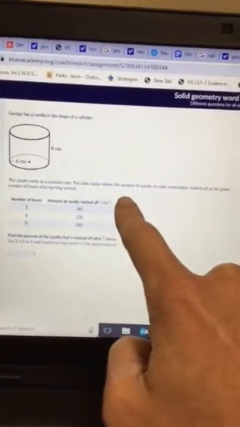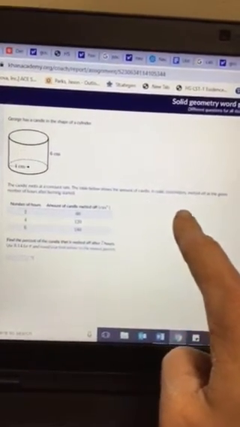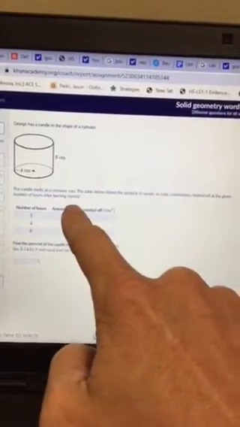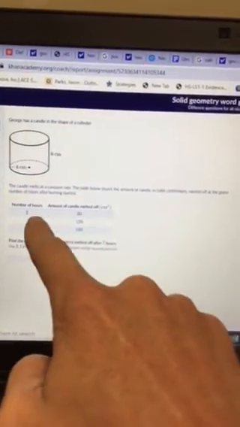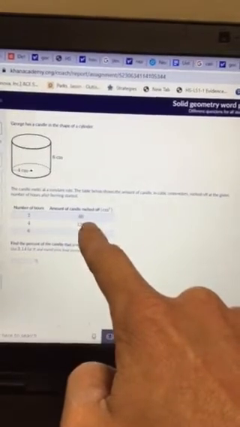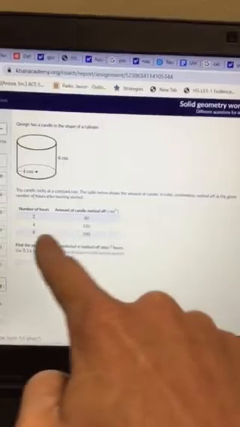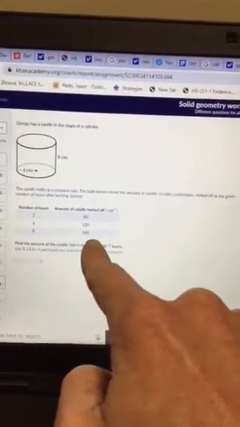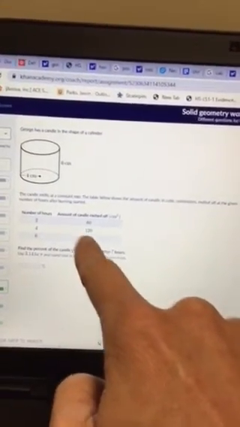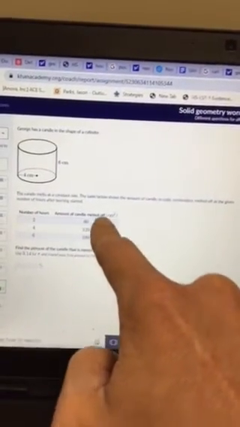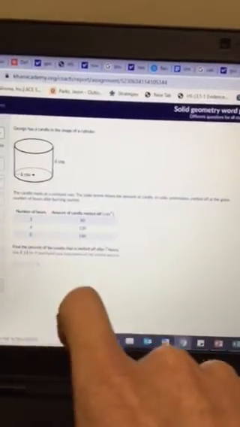The table below shows the amount of candle in cubic centimeters melted off at the given number of hours after burning started. So after 2 hours, 60 cubic centimeters have burnt. After 4 hours, 120 cubic centimeters have burnt. And after 6 hours, 180 cubic centimeters have burnt. All right? This is melting. And when I say burnt, I mean melted off. Okay? So this candle is melting at a constant rate.